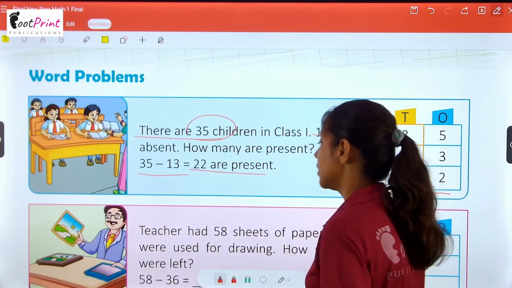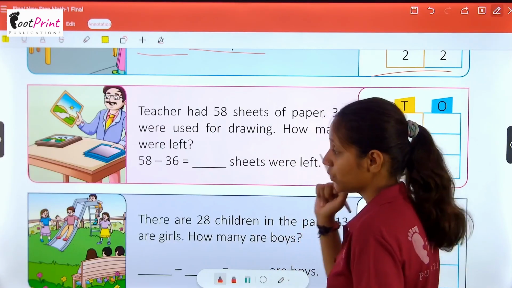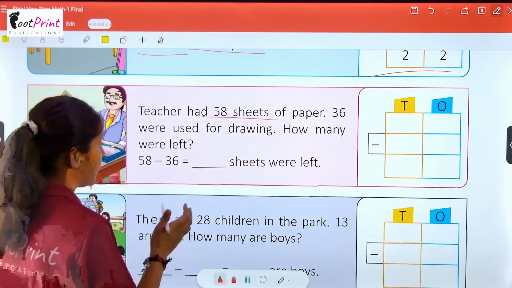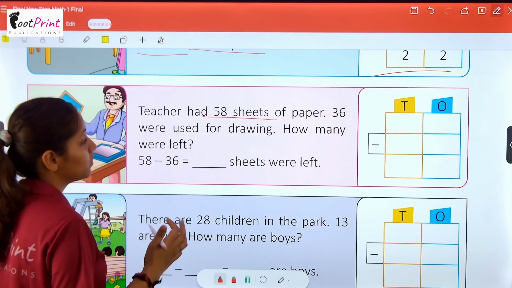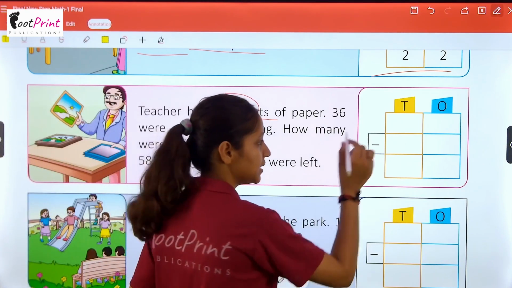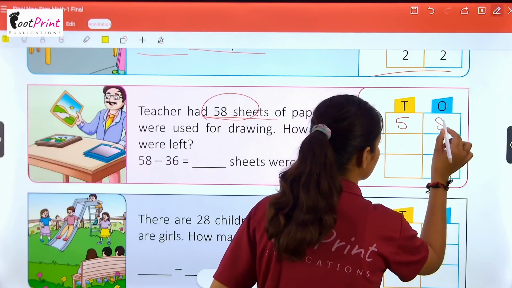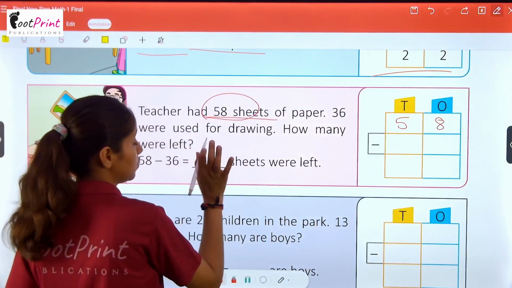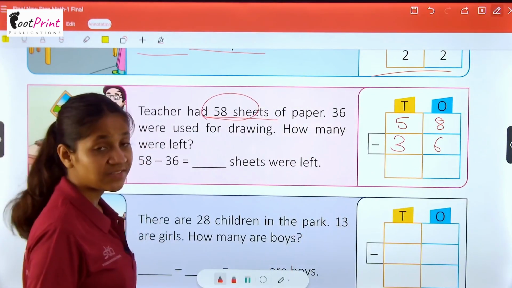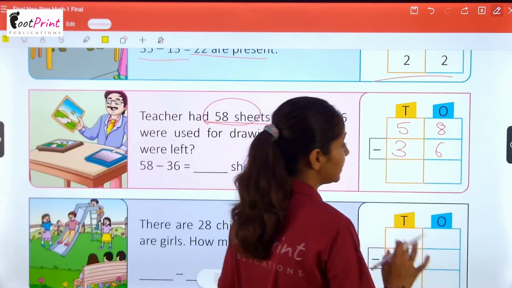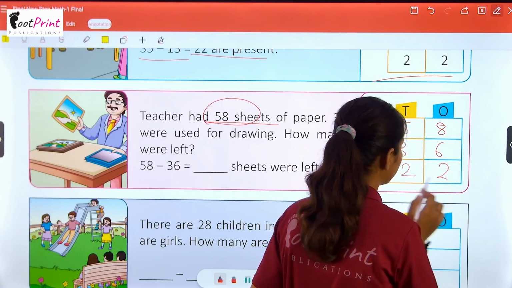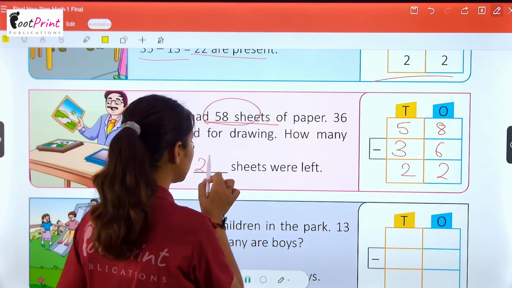Okay. Now, what I am doing for you, you can see here, teacher had 58 sheets of paper. 36 were used for drawing. How many were left? A teacher had 58 sheets. That means 58 is the bigger number. Okay. Now 36 were used. 36 were taken away, or we can say that it is used. Now how many are left? Simply do the calculation by subtracting. So 8 minus 6 is 2 and 5 minus 3 is 2. That means 22 sheets were left only.